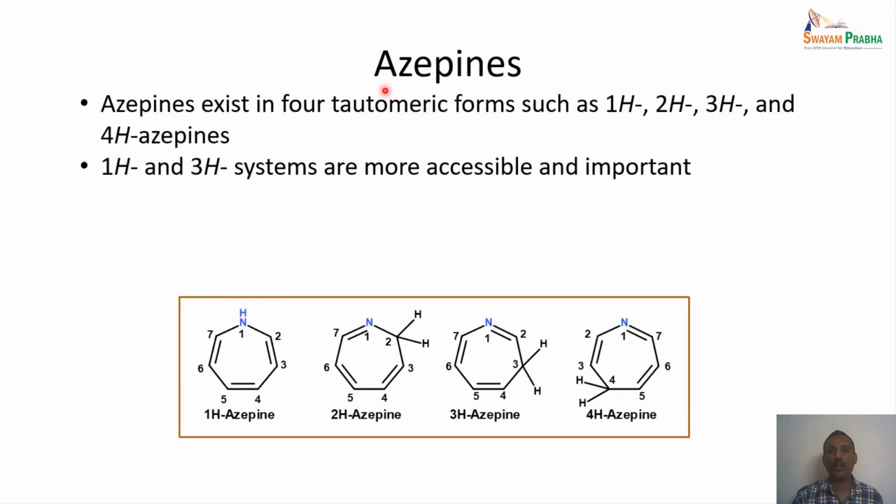Let us now look at azepines. Azepines basically exist in 4 tautomeric forms as 1H, 2H, 3H and 4H azepines. 1H and 3H systems are more accessible and important. So the structures and the numbering are shown here.